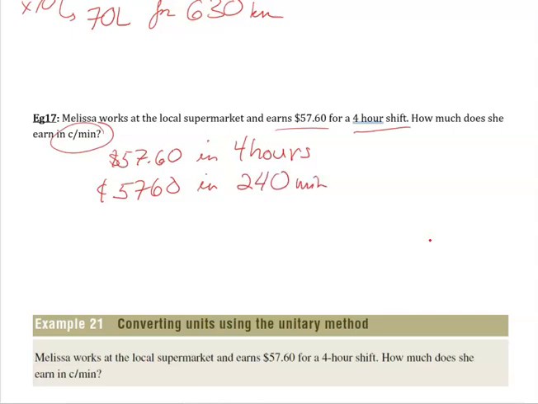Now I'm just going to grab my calculator, and I want to get cents per minute. And remember, when we're doing two different things, which is a rate, then we want to really make this into one. Divide them both by 240. And that gives us 24 cents per minute, or for 1 minute.